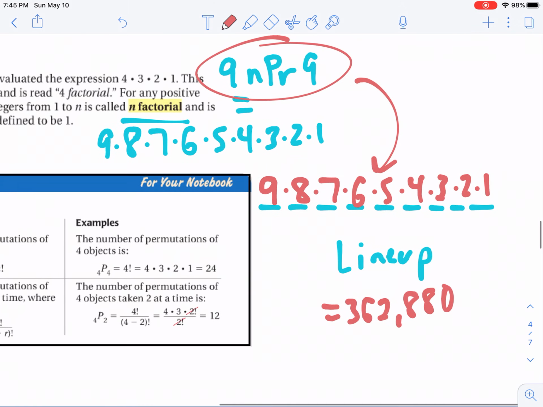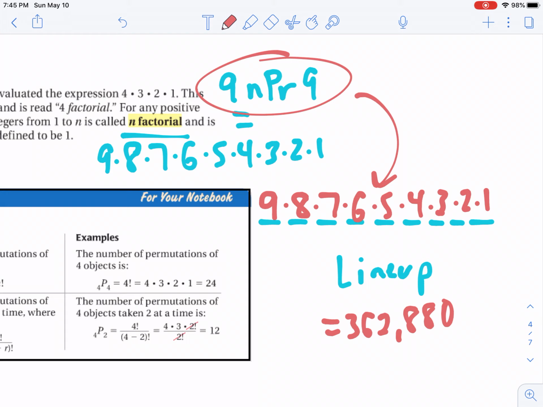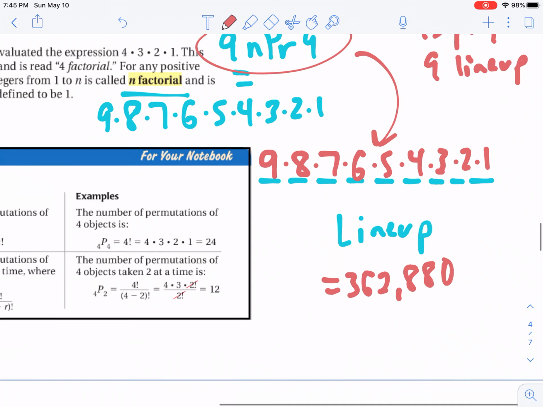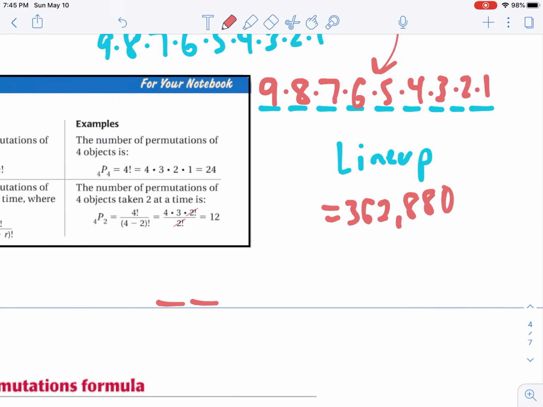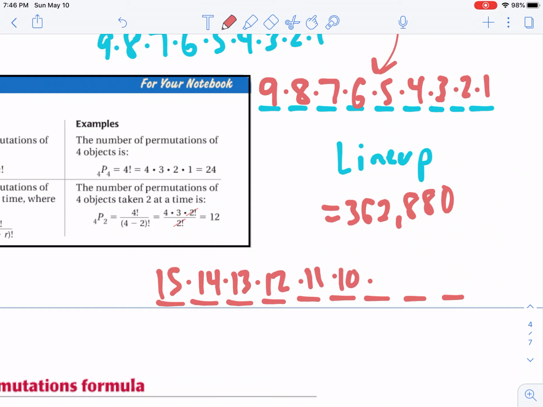Now, what's a little different is, going back to the example we said before, what if you have 15 players and you only want to select 9 in the lineup? That's a little different now. Suppose you have that. Then you have your 9 slots. You have 15 selections to choose from, then 14, then 13, then 12, then 11. So if you have 15 players, you're going to have a way higher number. So what you do in your calculator is this, 15 nPr 9.